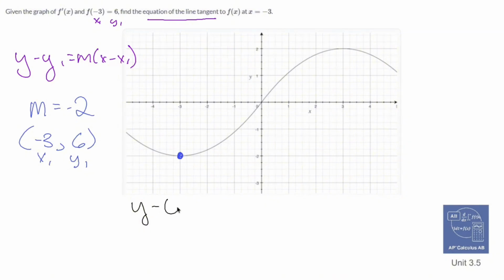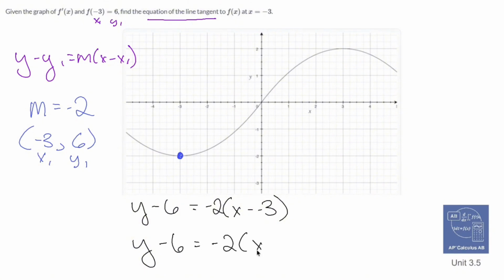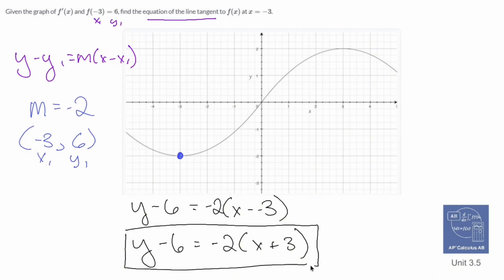Y minus y sub 1, which is 6, equals m, which is negative 2, times the quantity x minus x sub 1, which is negative 3. So just cleaning this up a little bit, that double negative is going to become a positive, and I get x plus 3. So I'm going to do that guy right there.